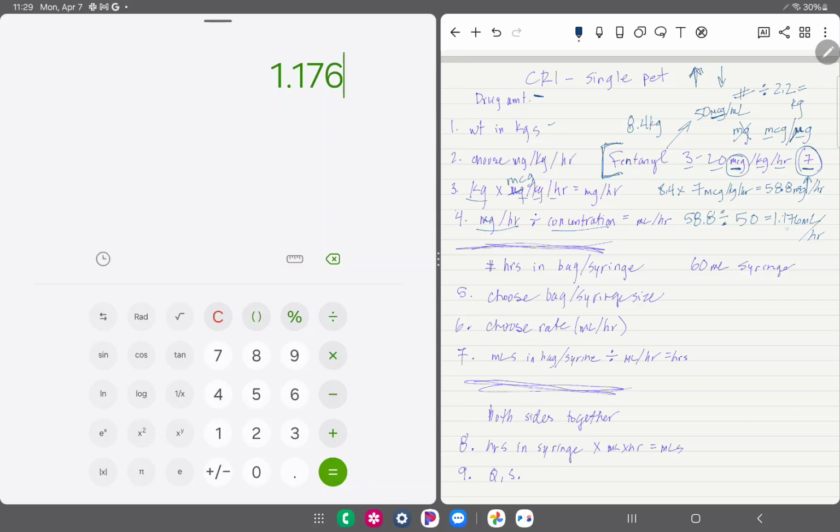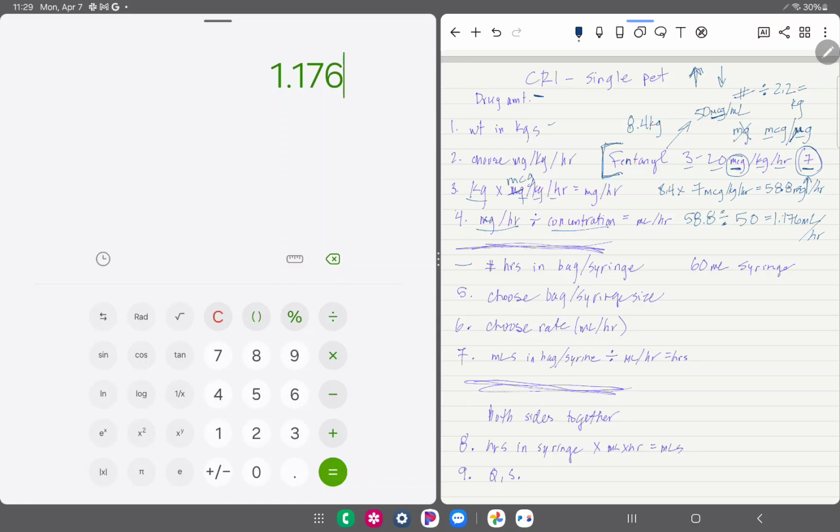Now you might be saying, 1.176 mLs isn't something I can draw up. Cherie, why would you do that? Well, we haven't fully done our complete math yet, so that's okay. We are going to figure out what 1.176 mLs is over many, many hours, and then we're going to round once we have our final mL number.